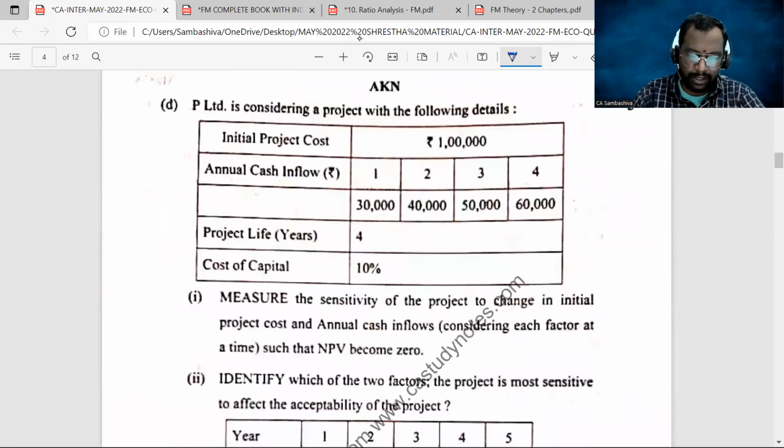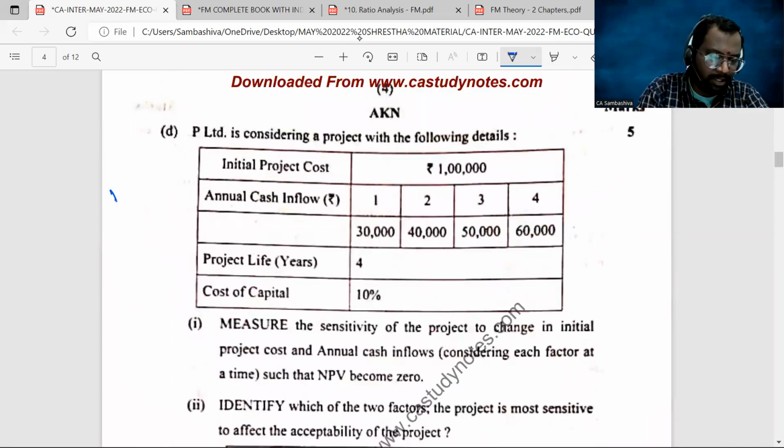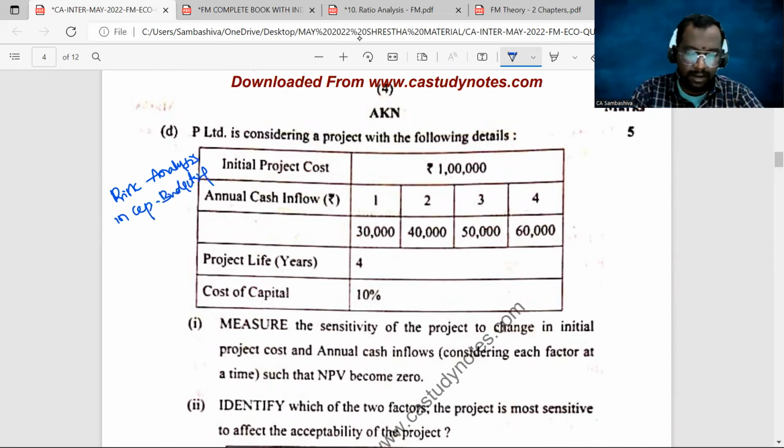Next, 1D. Sir, 1D is from the chapter risk analysis in capital budgeting decisions. Somehow, I can say this is a kind of out of expectation. Because from the chapter risk analysis in capital budgeting decisions, generally we expect questions from the risk adjusted discounting rate method, the certainty equivalent factors method, or from the topics of probability distribution, standard deviation, variance, coefficient of variance.